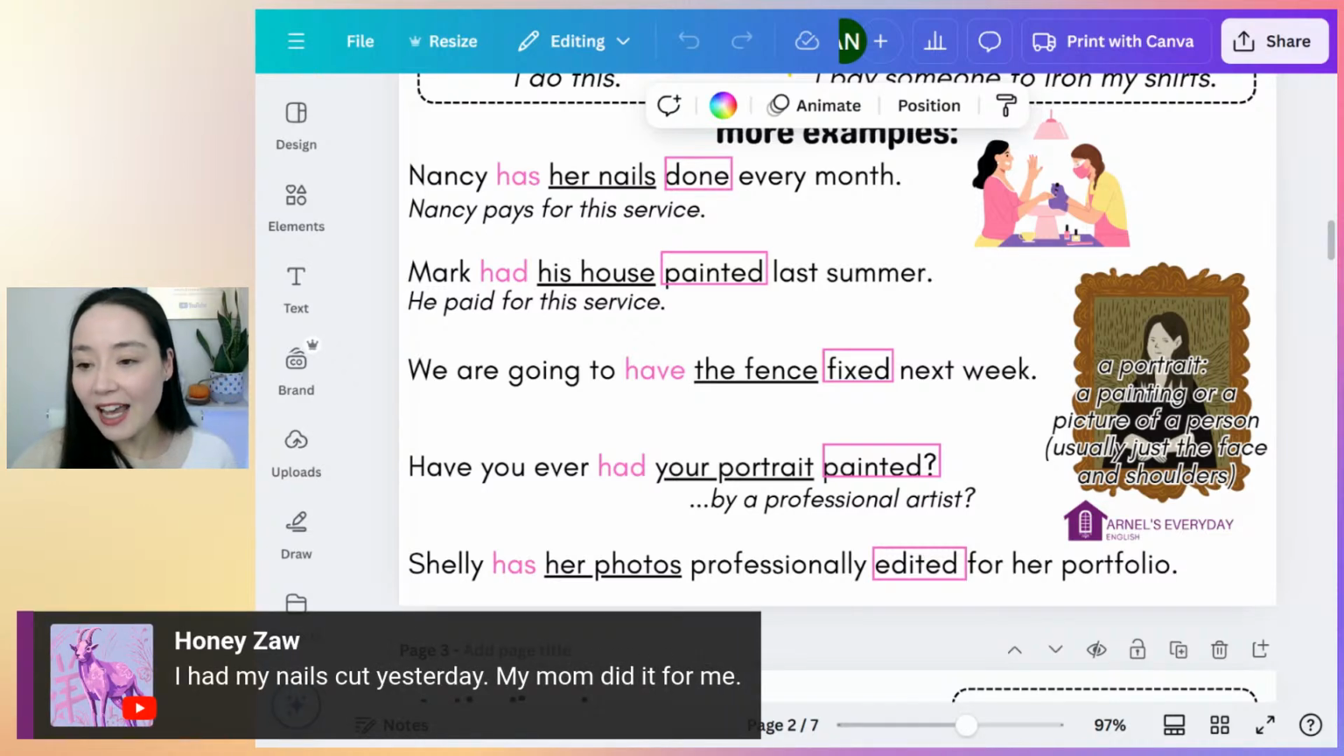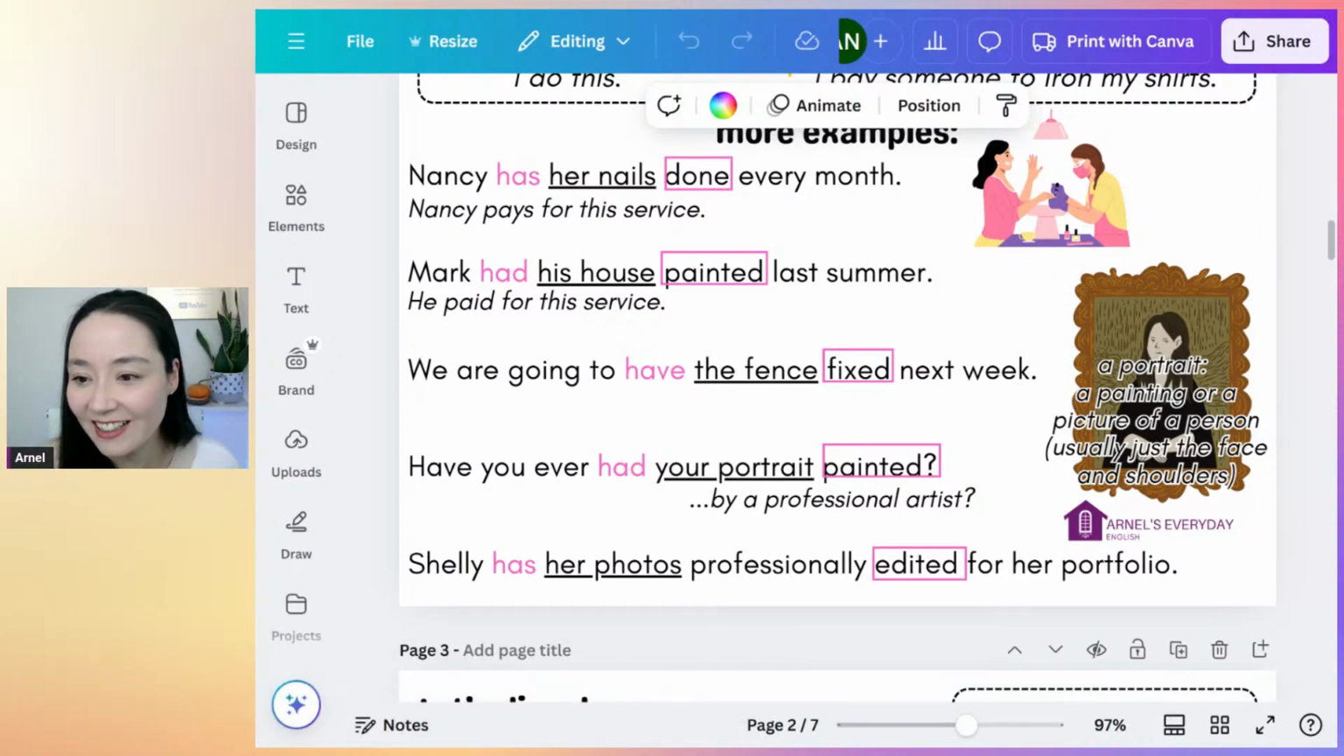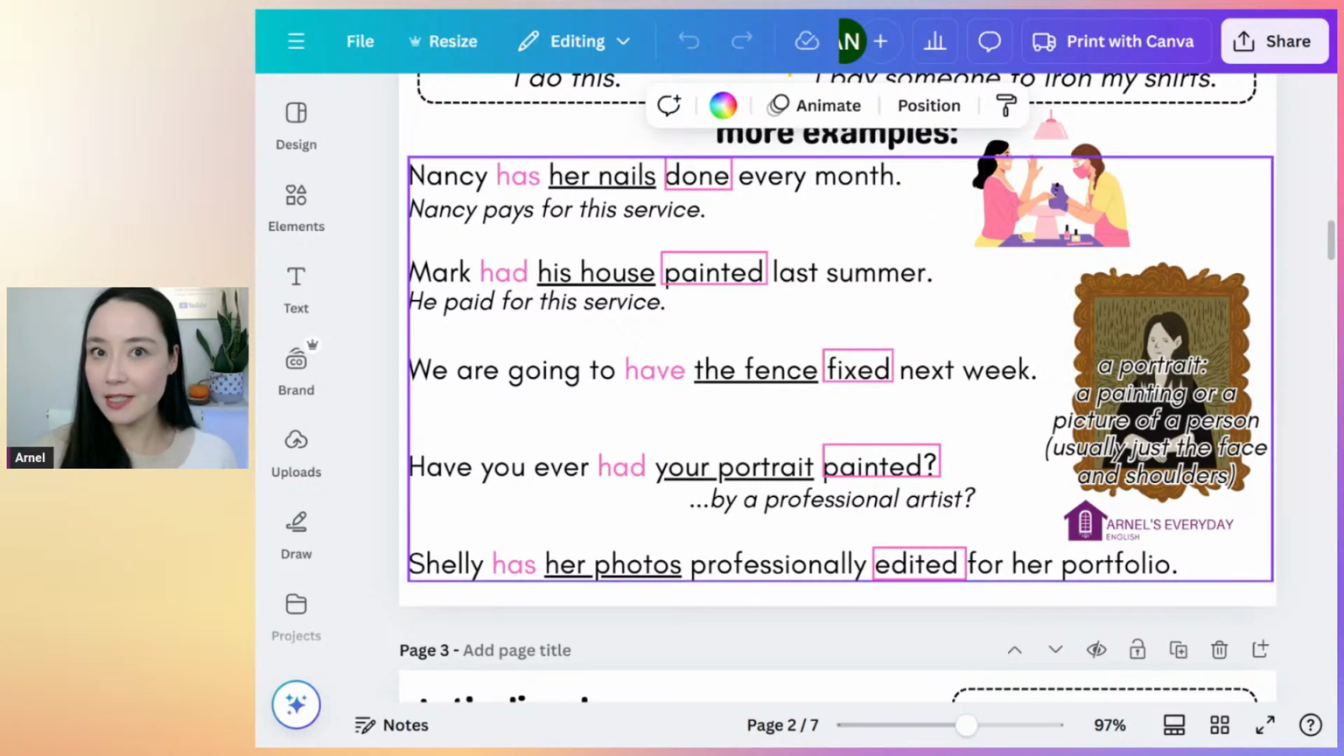Honey says, I had my nails cut yesterday. My mom did it for me. Right. Nice. Okay. Let's keep going. And even though we're moving on, still keep those examples coming.